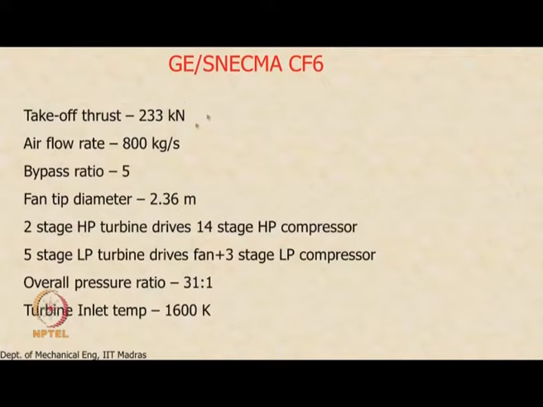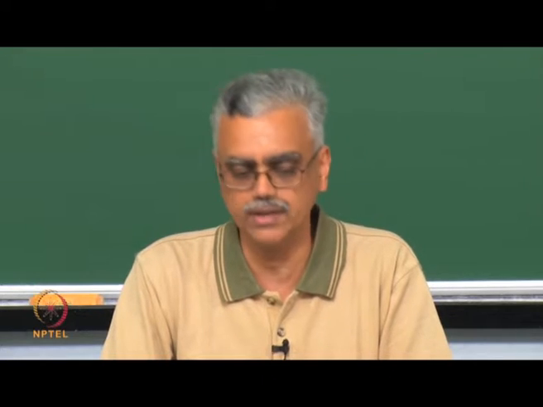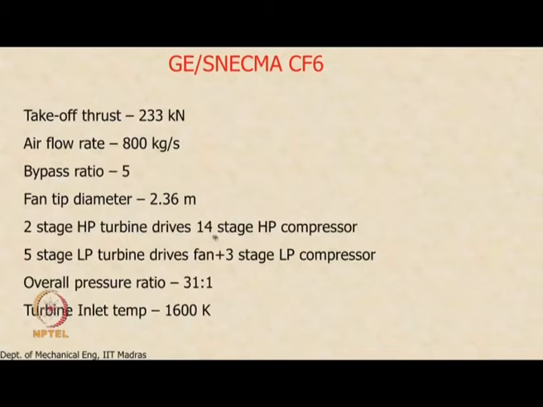Some of the specs of this engine: you can see that it's a low bypass ratio engine, bypass ratio 5, handles about 800 kg per second at takeoff. Fan tip diameter, as you can see how big it is, is about 2.36 meters. So you can imagine the fan blades are quite big. We have a 2-stage HP turbine which drives a 14-stage HP compressor, and a 5-stage low pressure turbine drives the fan plus a 3-stage low pressure compressor. Overall pressure ratio is about 31:1. Remember, this is a medium size engine. Turbine inlet temperature is about 1600 Kelvin.